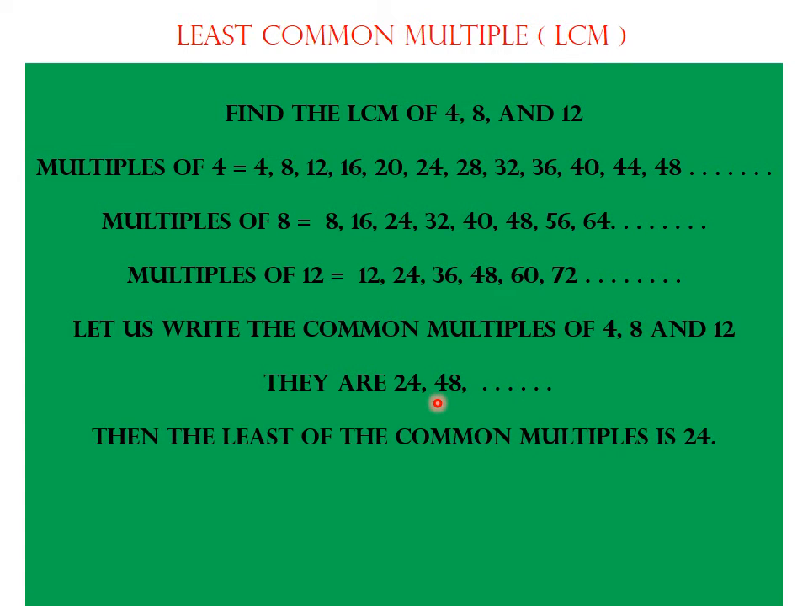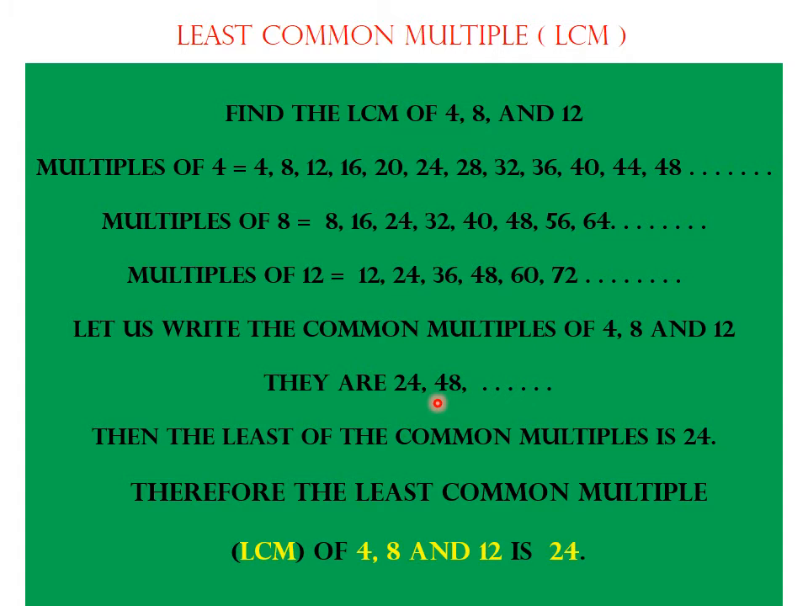Now we have to find the least of the common multiples. What is the least of the common multiples? It is 24. Therefore, the least common multiple of 4, 8 and 12 is 24. In this way, we can find the LCM of three numbers or four numbers or five numbers like that. Also, we have another method of finding the LCM, which we can discuss in another video.